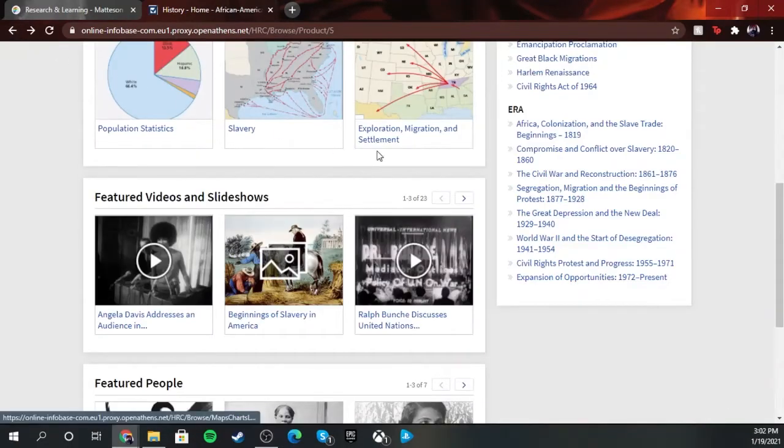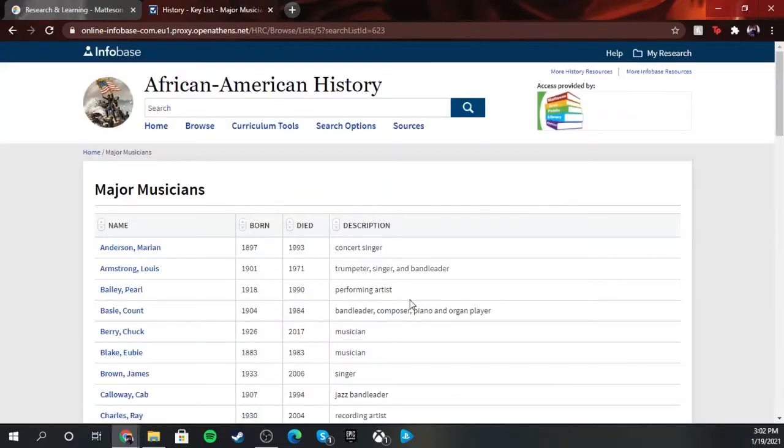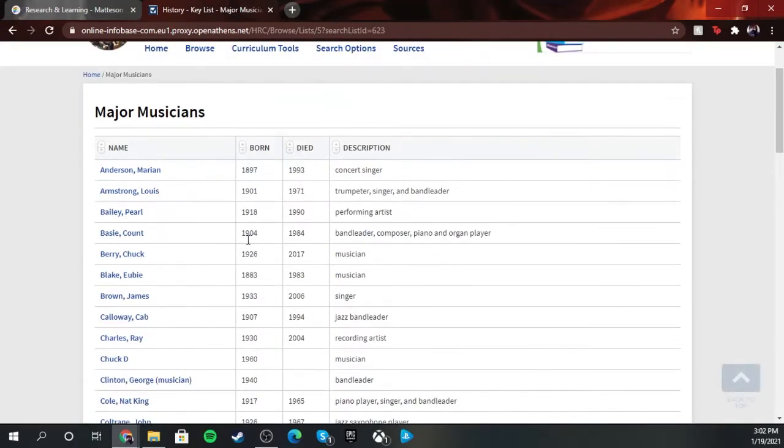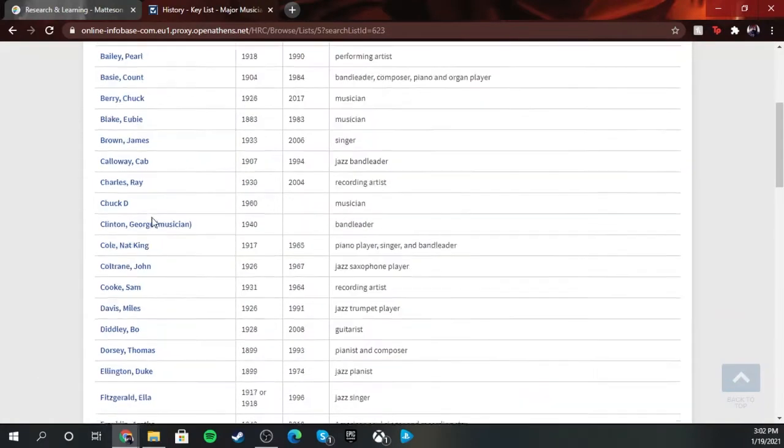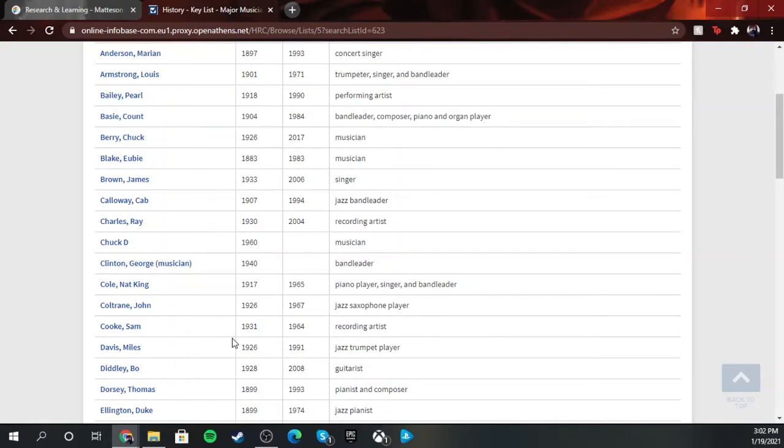Another great area to look at is featured people. So if you're looking for a specific person to do a paper on for Black History Month, you can go through here. You see Harlem Renaissance figures. If you want to do something different, major musicians, it'll give you a couple of people here. So here are the names, what they did, when they were born and when they died. If you click on them, it'll give you a starting point for information. So we can just do Chuck Berry.